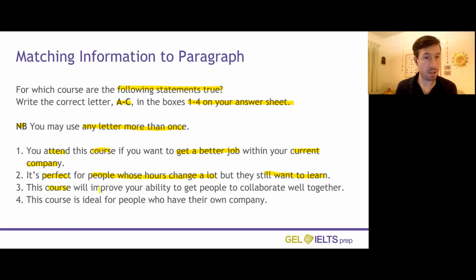This course will improve your ability to get people to collaborate well together. Again, a verb phrase and another verb phrase, improve your ability, and the noun, this course. This course is ideal, adjective, for people who have their own company. Okay, again, a noun phrase. So there we go. We've gone through each one and we've highlighted all of the key words.